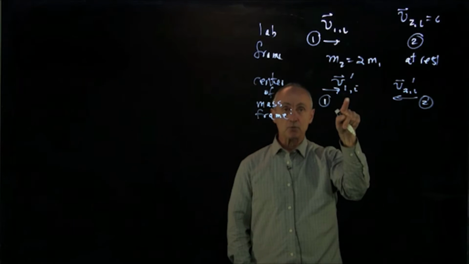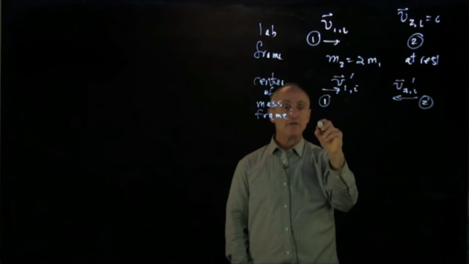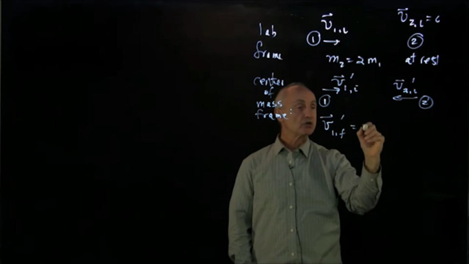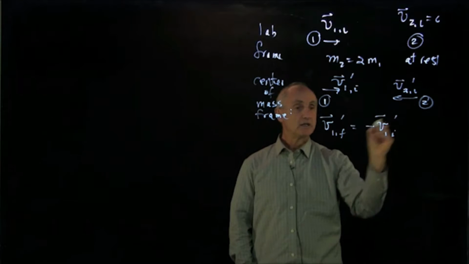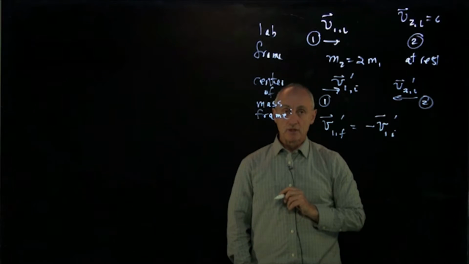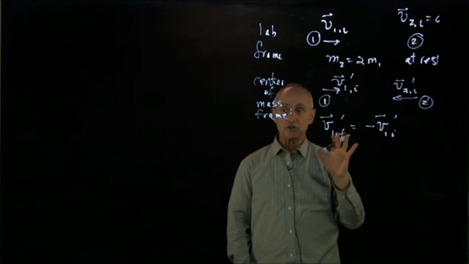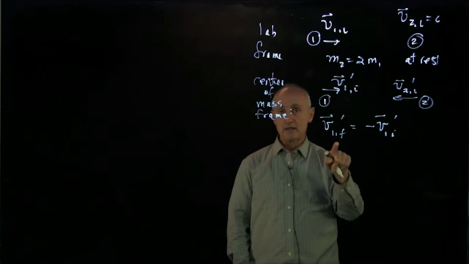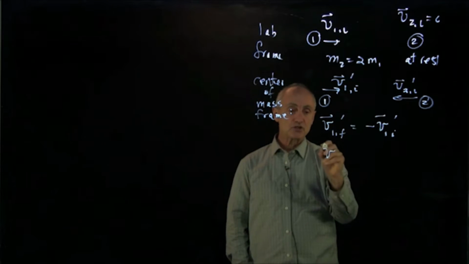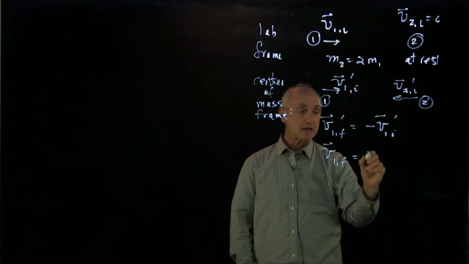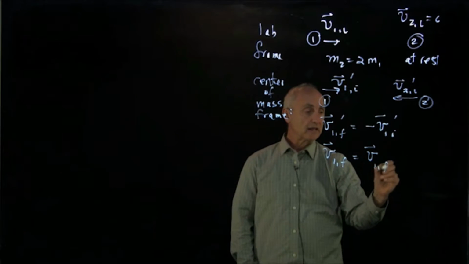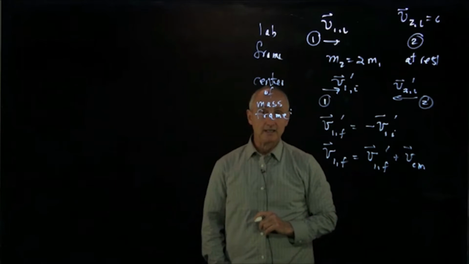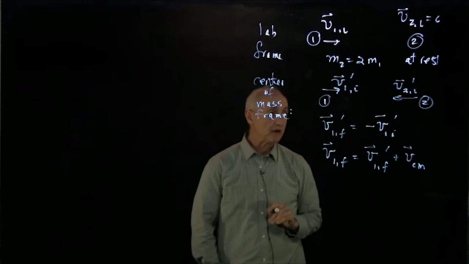Because we know the initial speeds, we also know that V1 final in the center of mass frame is just minus the initial velocity. That's the beauty of the center of mass frame. The velocities just change direction. They don't change magnitude. Because we know this, we can get V1 final, and then it's just a simple exercise to go back to the lab frame to calculate the velocity of object 1 in the lab frame. So that will be our sequence of ideas.